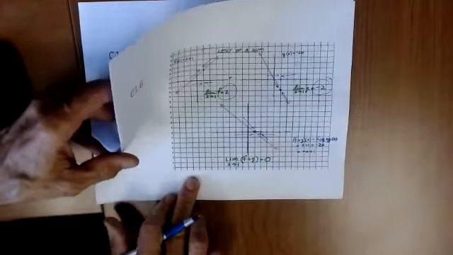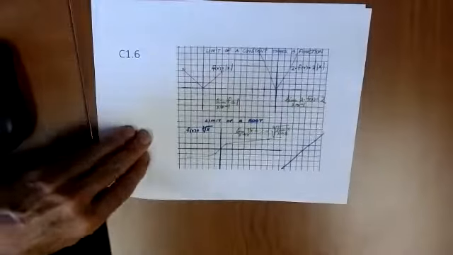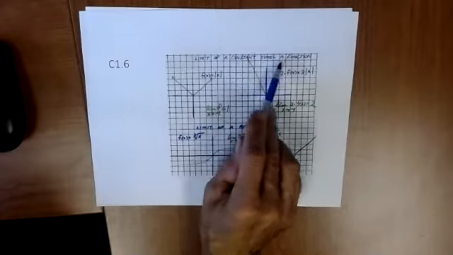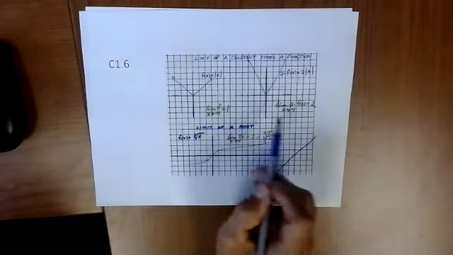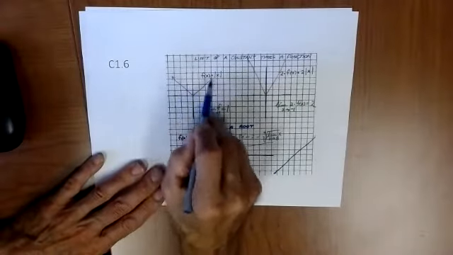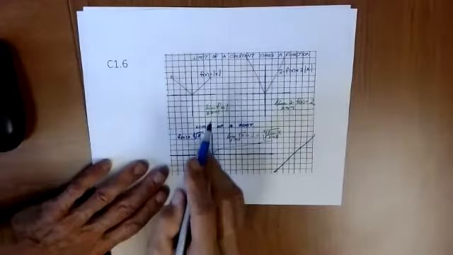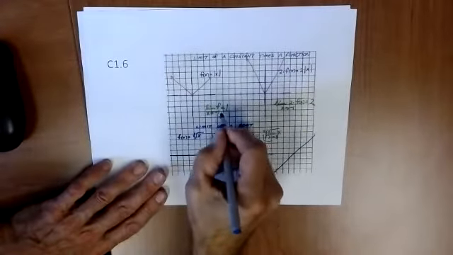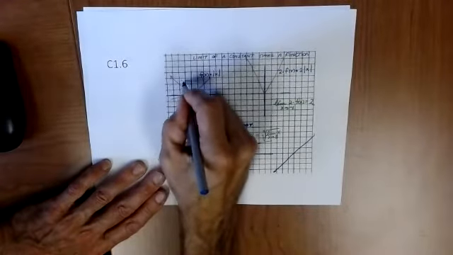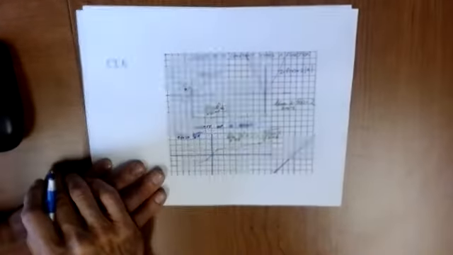Okay, next one. Here's the limit of a constant times a function should be the constant times the limit of the function. I'm going to start with the absolute value function, absolute value of x. As I approach negative 1, you can see the function approaches positive 1.